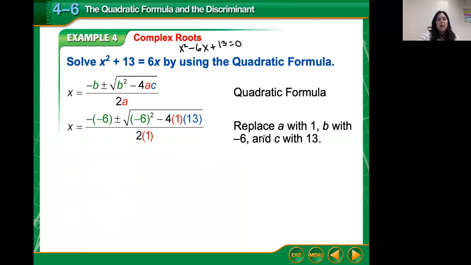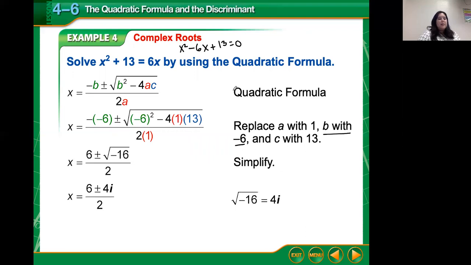equals 0. And that's why they have b is -6 here, because they moved the 6x to the other side. Then we're going to substitute our values in with 1, -6, and 13. They simplify to get 6 plus or minus the square root of -16 over 2, which simplifies to 6 plus or minus 4i over 2, because the square root of -16 can be written as -1 times 16. So the square root of 16 and the square root of -1. And as we know, the square root of -1 equals i.